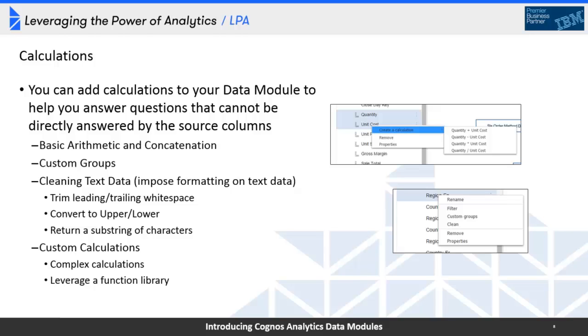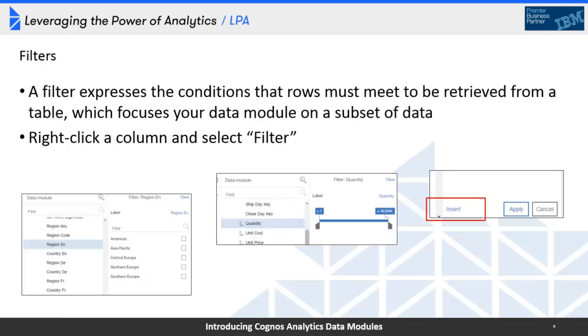So calculations to derive new data from the data that I have in my source components, the tables I pulled in from my data sources or the uploaded files. And then finally, maybe I don't want all the data that's in those uploaded files or in those tables in the database. Perhaps the analysis that I'm doing with my data module would only need a subset of that data.